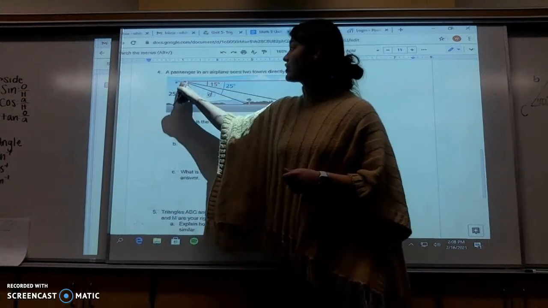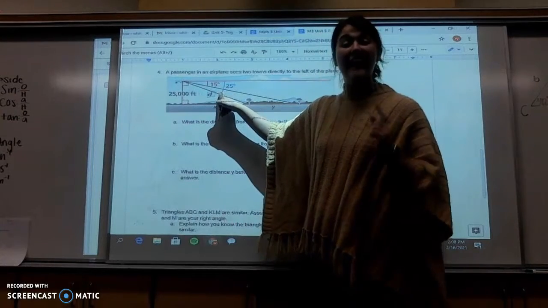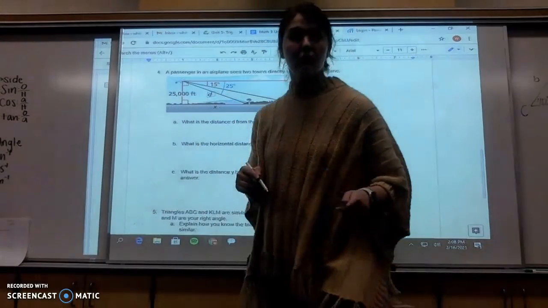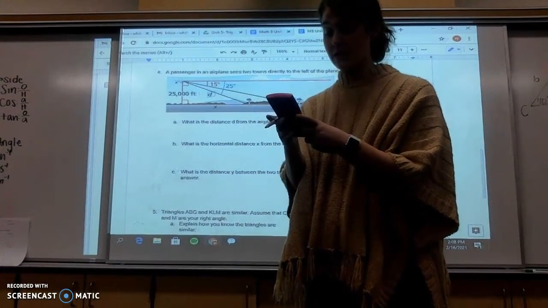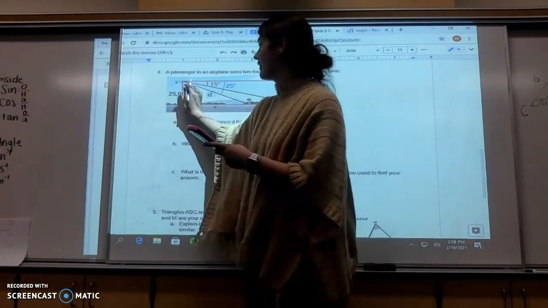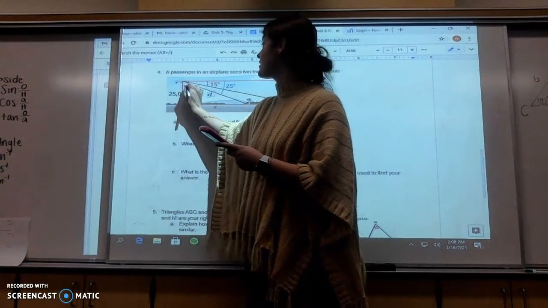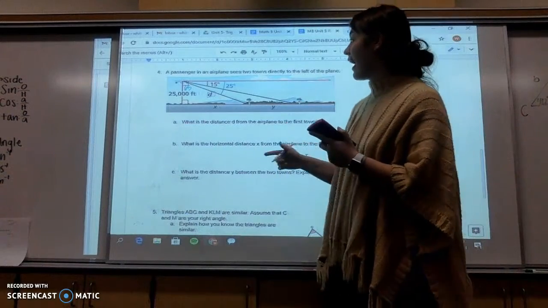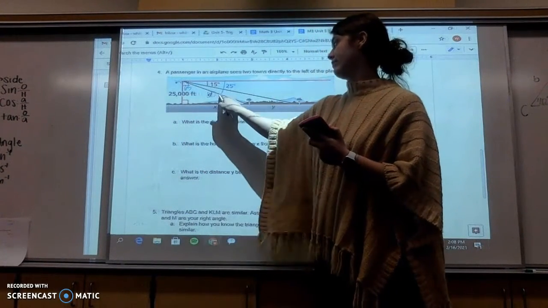In relationship to my angle, I know that this whole thing is 25, and that 25 plus this angle is going to equal 90. So what I'm going to do in my calculator, I'm going to go 90 minus 25 to find this angle. I can't use the angle of depression because it's outside my triangle. I need to use what's on the inside. So that's 65.